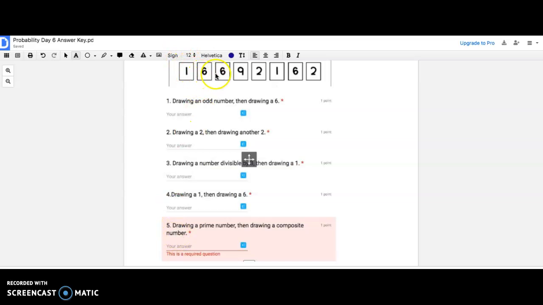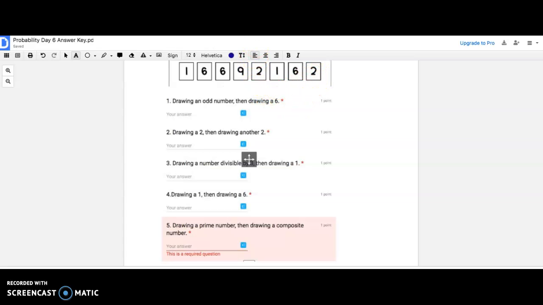Well, let's go up here and look at our set of 8 cards. Okay, so 1 is neither a prime number nor a composite number. So that means this other one is the same thing. 6, 6, 9, and 6 are composite numbers. And our only 2 prime numbers in this set of 8 are the pair of 2s. Okay, so the pair of 2s.